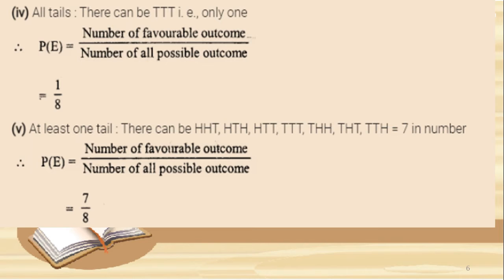And the fourth sub question, all tails. All the 3 coins are tails means we have only one possible outcome, T, T, T. That is, the probability is 1 by 8.